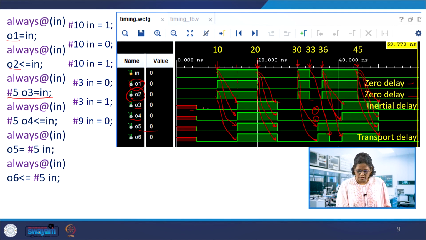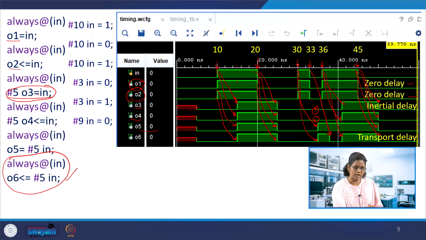So, if you want to model the inertial and transport delay, that is the intra assignment delay with non blocking. To avoid the inertial delay, the preferable one would be the delayed evaluation with a blocking assignment. So, I think it clarifies the different cases of blocking and non blocking with the delay, regular and intra assignment delays.